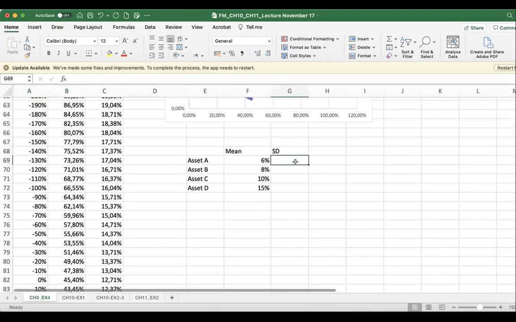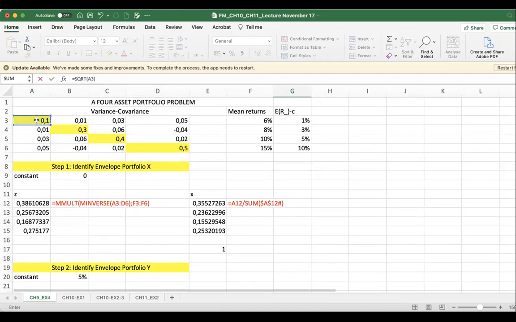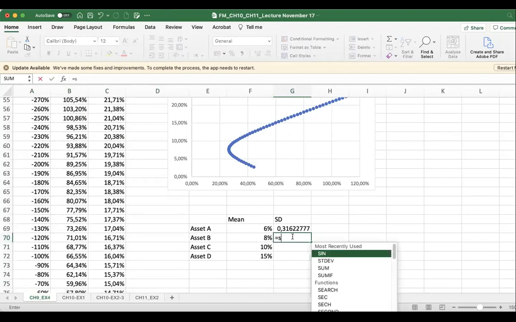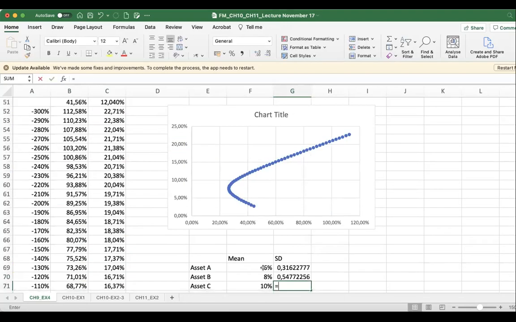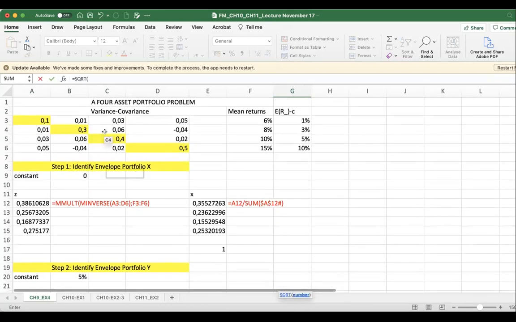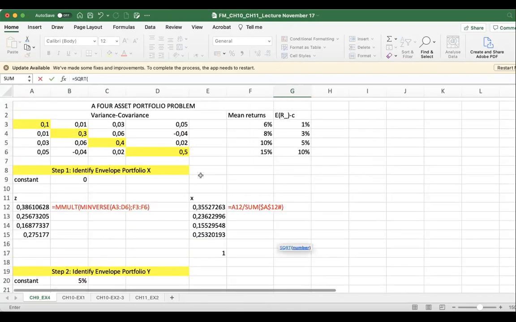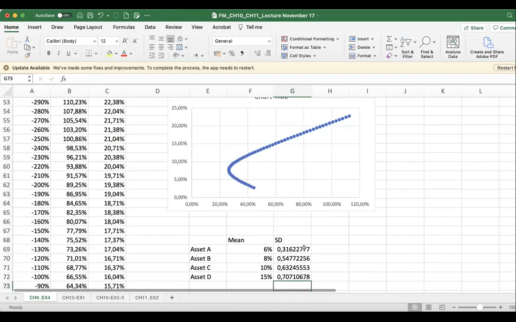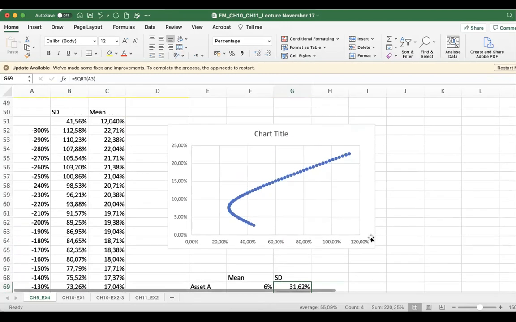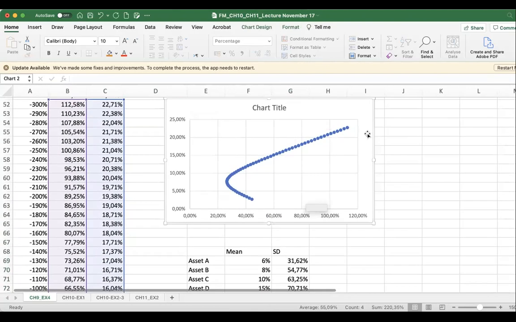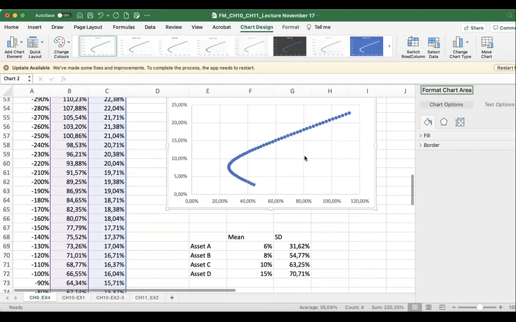So here is equal to the square root of the variance of the first asset, and do the same thing for the second asset, the third one, and the fourth one. And transform them into percentage and increase the decimals. I have to add these data to the graph.